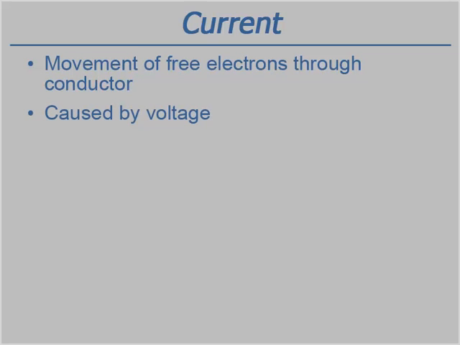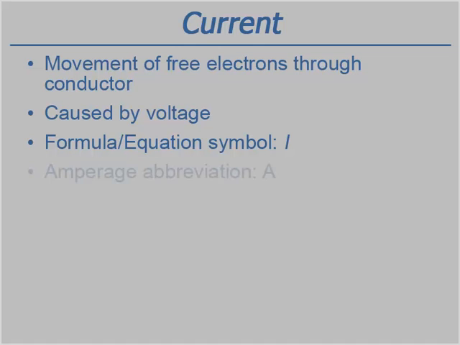Current is caused by voltage. If there is no voltage, electrons will not flow and there will not be any current. Voltage must be present for current to exist. In electrical formulas, current is symbolized with a capital I. It is common to use a capital A as the abbreviation for amps or amperage.